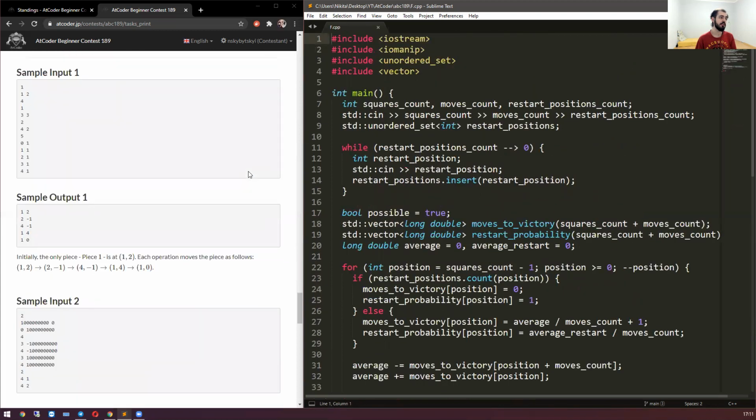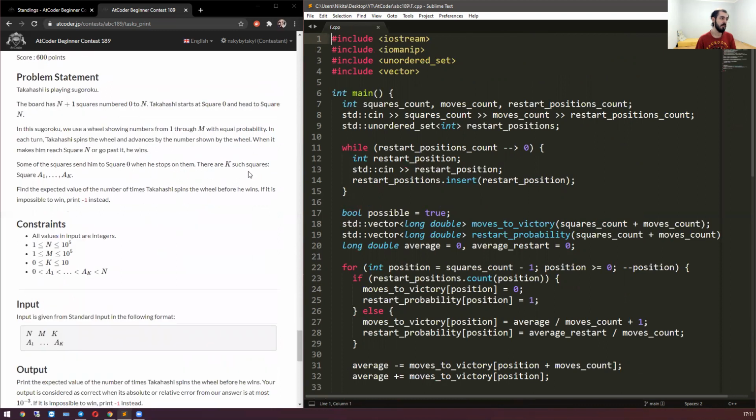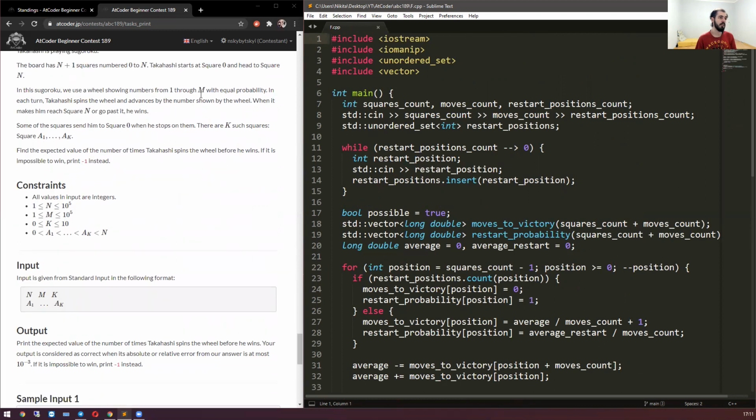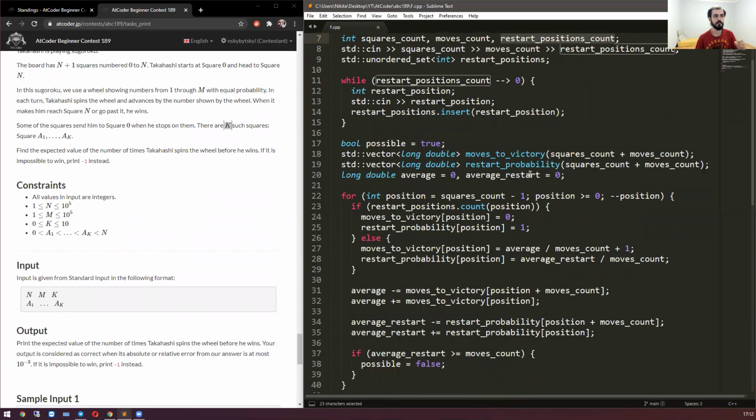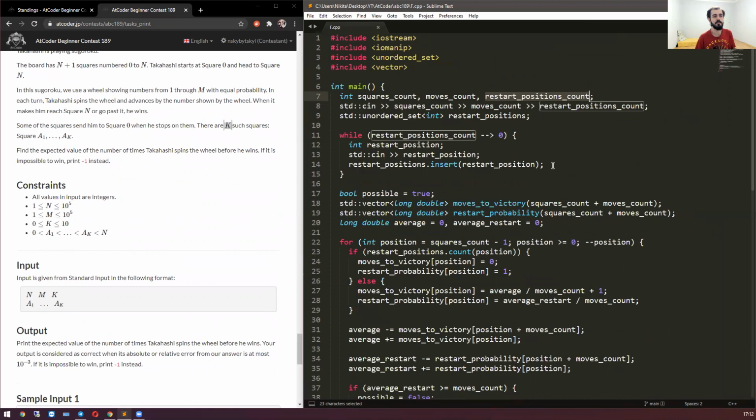For problem F, it's actually a very nice problem. So here we want to go from position 1 to position n or past it. We randomly go from 1 to m squares forward. And there are several bad squares or positions at which you basically restart. And I did it with DP of the following kind. I calculated moves to victory and probability of restart for each position from the last to the first.